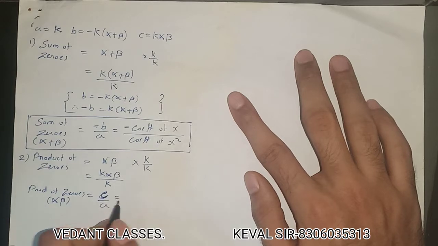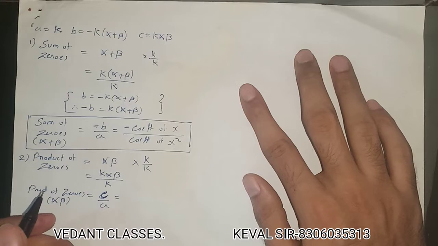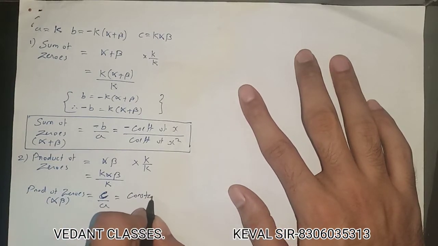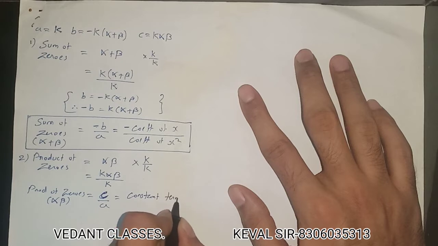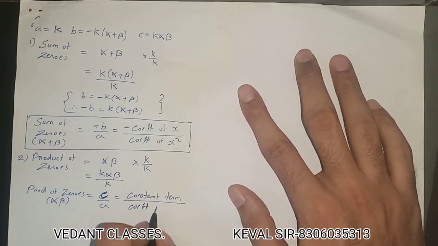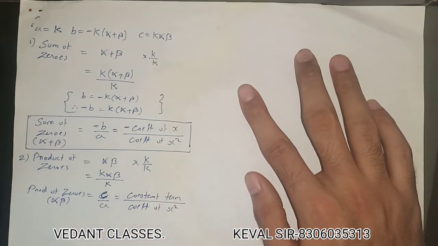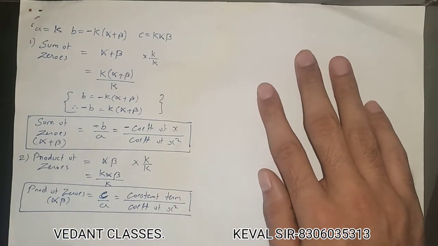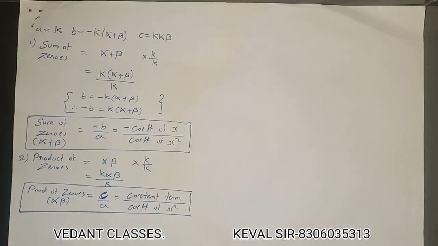Now what is c over here? You know in a quadratic polynomial c is the constant term, so this will be the constant term upon the coefficient of x square, right? So this is the product of zeros. Okay, so I hope everyone is clear with this sum of zeros and product of zeros for a quadratic polynomial. So this thing we just proved.